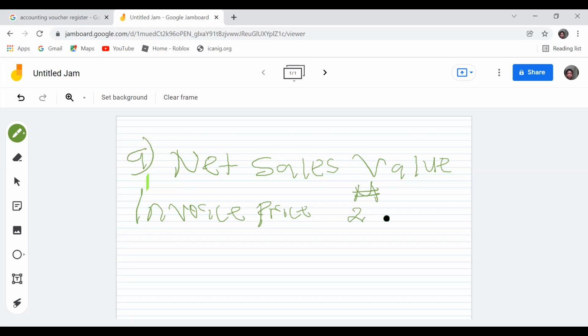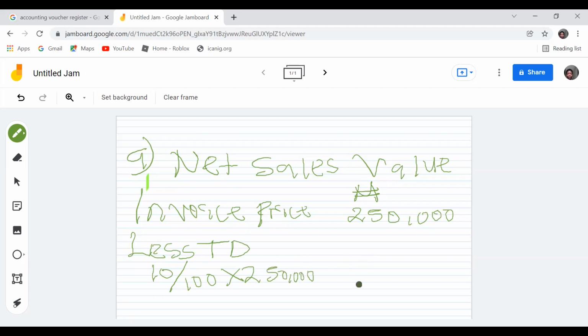You have to always try, as much as possible, to include your unit of measurement. If it is in Ghana cedi, if it's in Nigerian naira, whatever currency is mentioned in the question, just follow it. Then first of all, we need to less the trade discount, which is 10% of the invoice price, and the invoice price is 250,000.